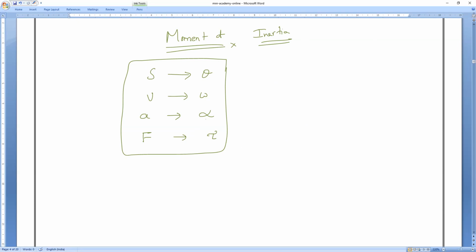Let us see. We all know the relation between acceleration and angular acceleration. A is equal to, all of you respond, A is equal to R into alpha. Correct or not? And we all know Newton's second law. Force is equal to what? Force is equal to mass into acceleration. All of you observe very carefully.